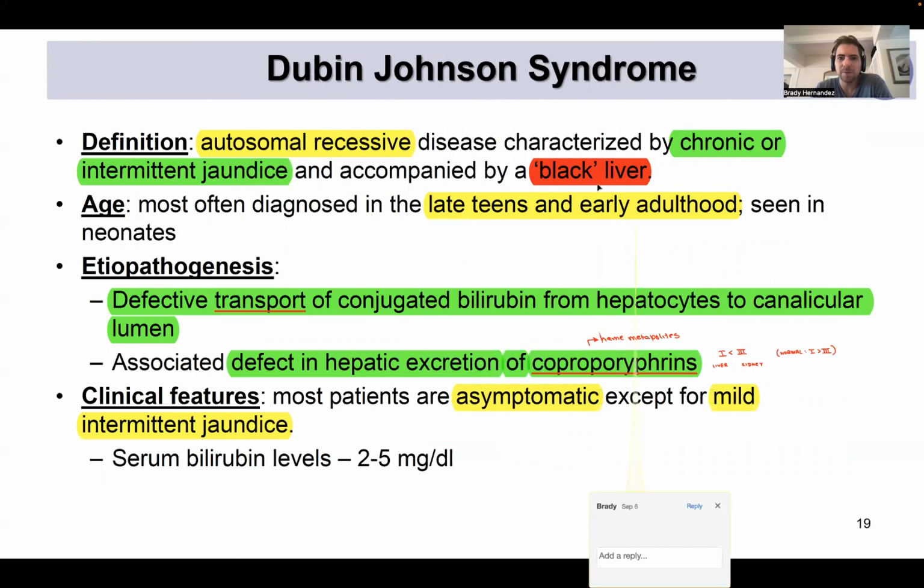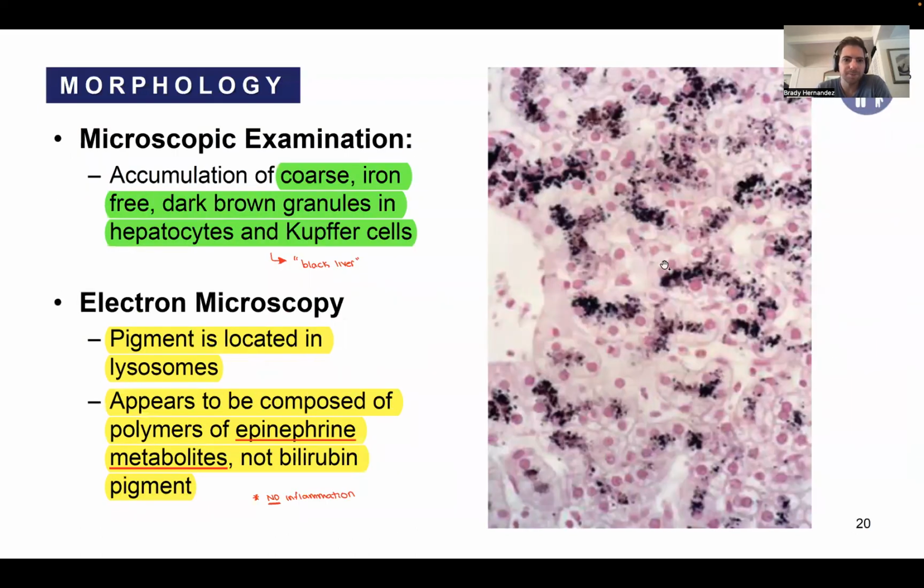Dubin-Johnson, that's the other one. Remember, this is a problem in the liver. It's conjugated. They call it the black liver. It's a problem with the ABC transporter, transport of conjugated bilirubin. So that's the one disease that you're worried about with increased conjugated bilirubin.